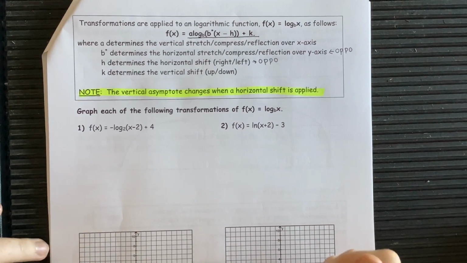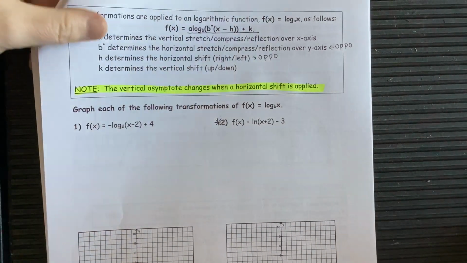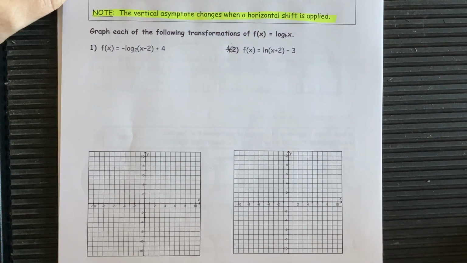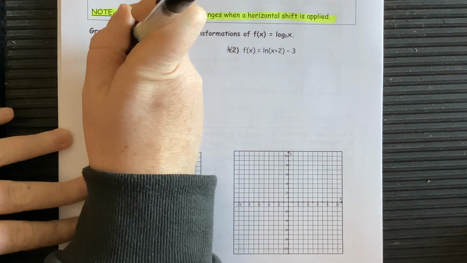I'm going to leave 2 for class. So you can work on it on your own or you can wait for class. And let's go through and name what these transformations would be. There are 3 transformations on this first one. So look through it, see if you can determine them, and I'm going to write them down.